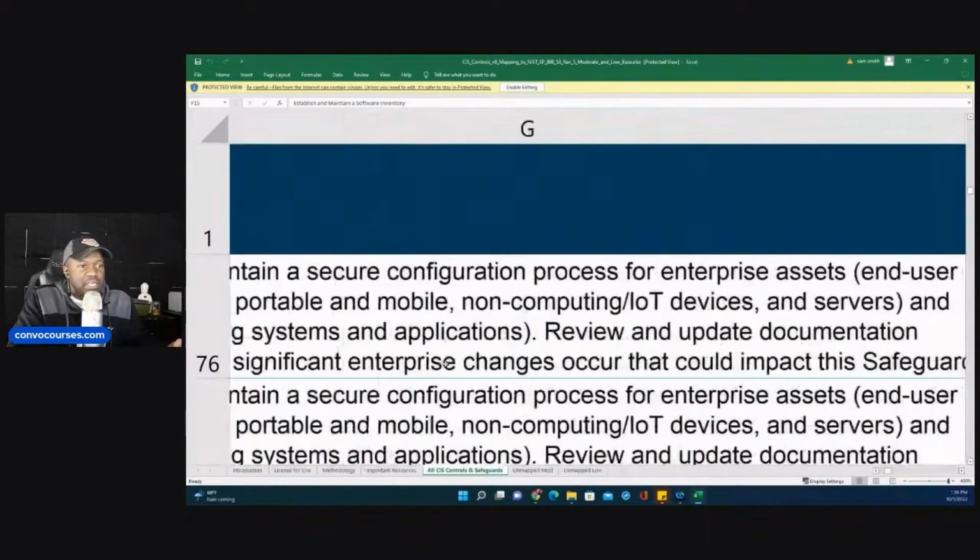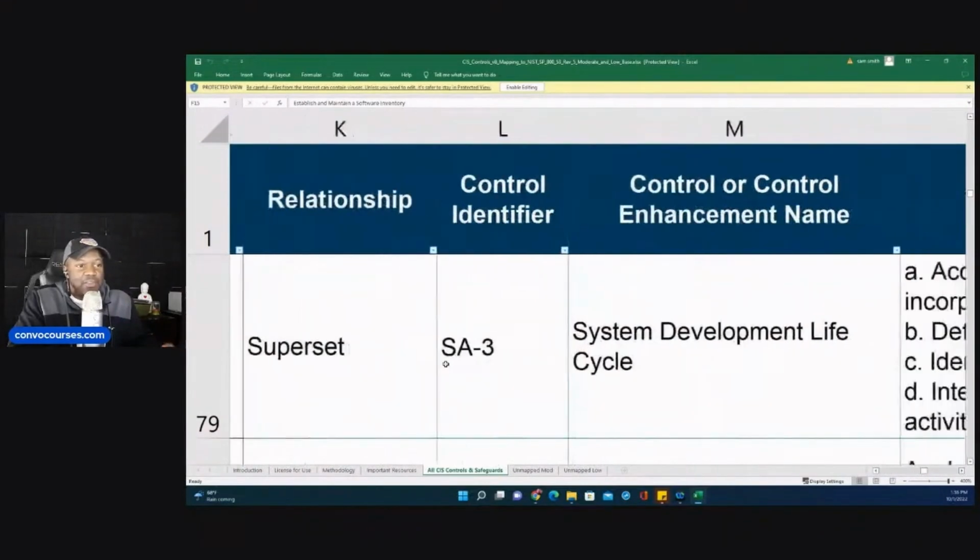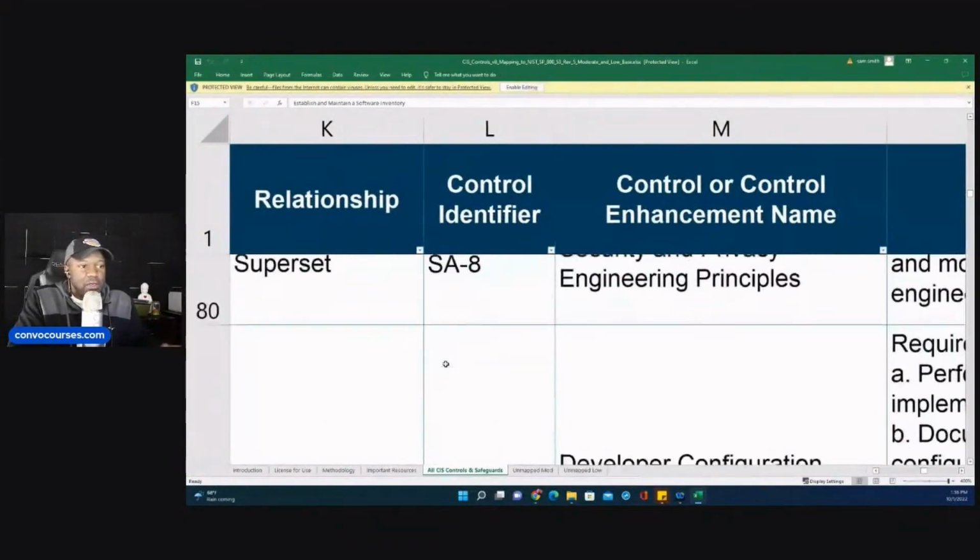And there were a couple other ones in here. I think it was SI. What was it? We got CM controls, SA. Okay, SA-3, system development life cycle, and some other ones.